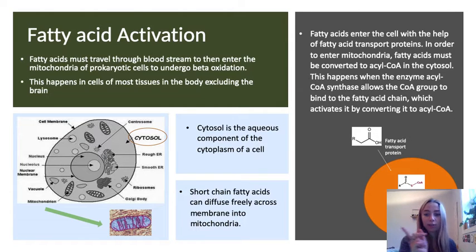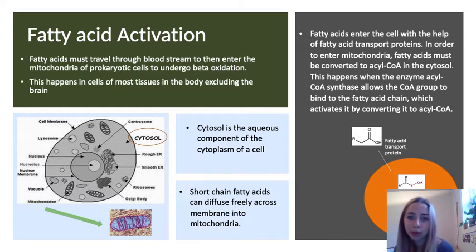But as you can see over there, we have a prokaryotic cell, and I've circled the cytosol and I've pointed out the mitochondria. So this fatty acid has to enter into that cell, and it first enters through the cytosol. So the cytosol is just the aqueous component of the cytoplasm of the cell, so it's just the liquid and the surrounding areas. And so I'm just going to put my camera away so you can see my diagram. But as you can see, that free fatty acid has to enter the cytosol, and it does that with the help of fatty acid transport proteins.